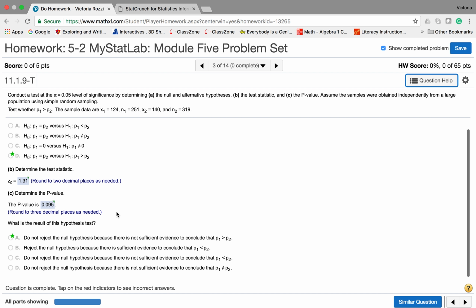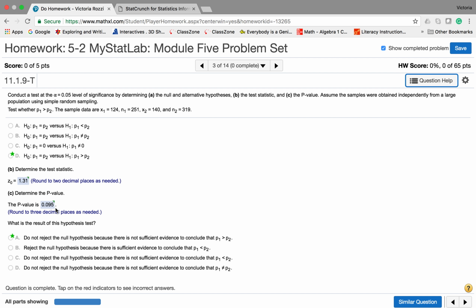Now, to talk about the result of your hypothesis test, I usually go for the p-value, right? And the little rhyme here is that if the p is low, the null must go. That means if p is lower than alpha, we reject the null hypothesis. So we're going to compare p to alpha. So alpha is 0.05 and p is 0.095. So p is not lower than alpha, so we do not reject the null hypothesis.